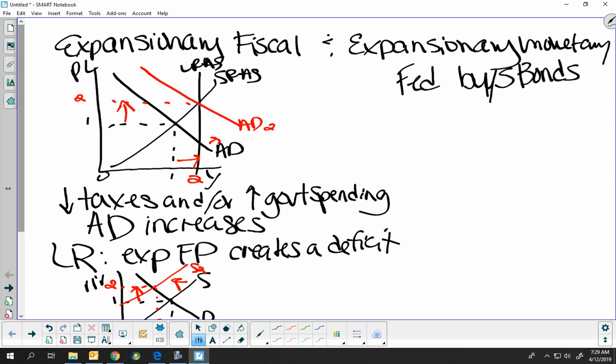What are they going to do with their discount rate, Grace? If they wanted to change the discount rate, are they going to raise it or lower it? If you want to expand, we're going to lower the discount rate. Ainsley, what about the required reserve ratio? Lower it.